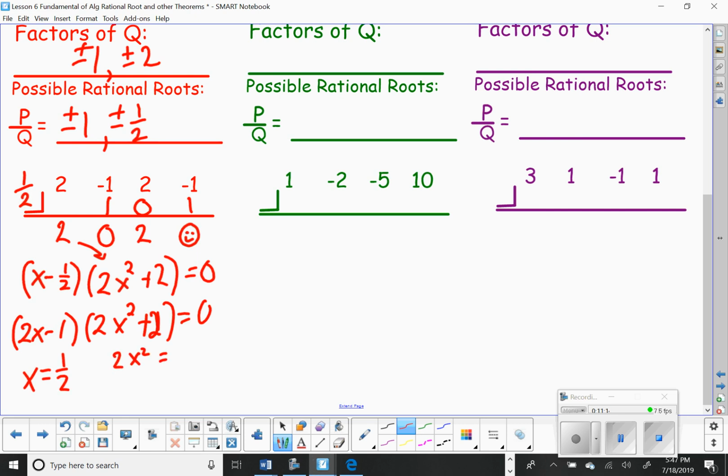2x squared is equal to negative 2. X squared is equal to negative 1. X is equal to plus or minus i. 1, 2, 3 solutions. Solutions can be imaginary.